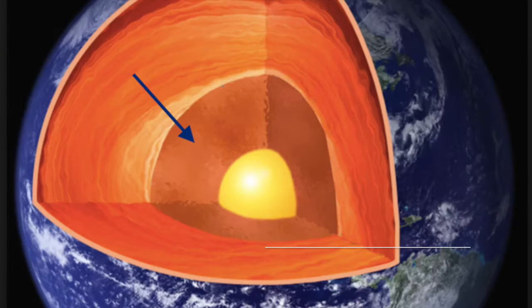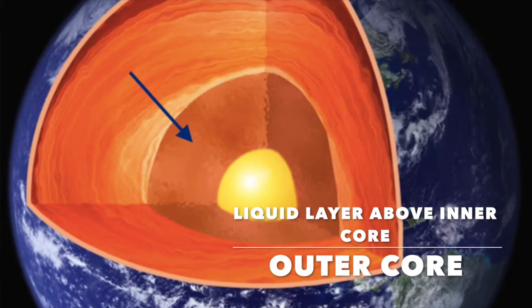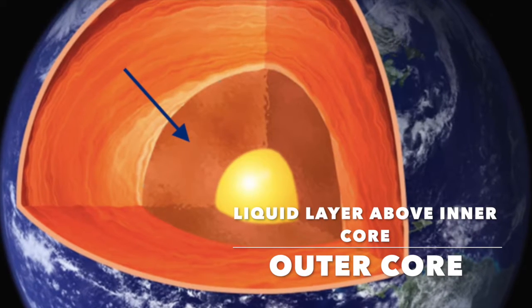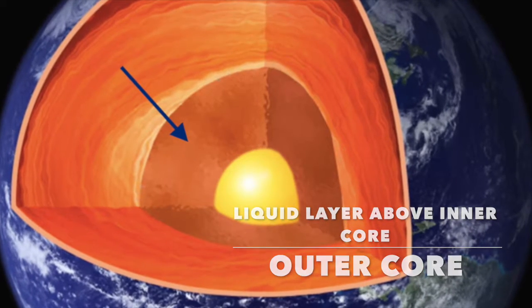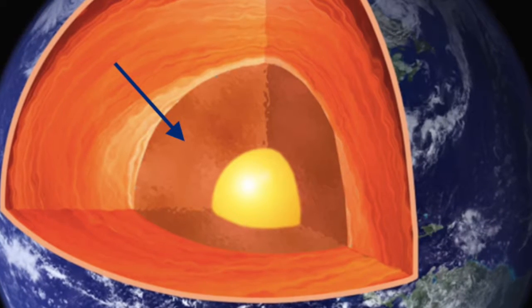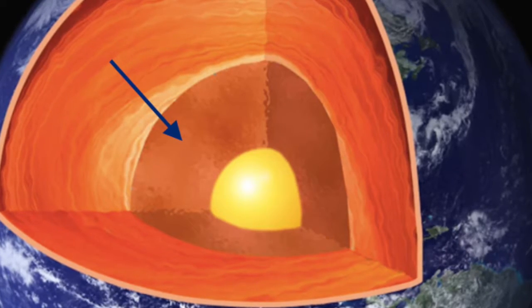The outer core is 2,300 kilometers thick, composed of 80% iron and 20% other lighter elements such as nickel. Although it has a composition similar to that of the inner core, it is in a low viscosity fluid state because it is not under enough pressure to be solid.